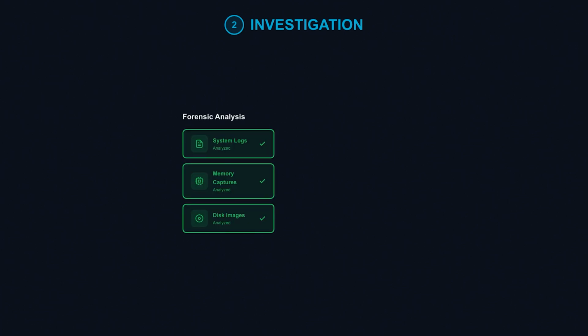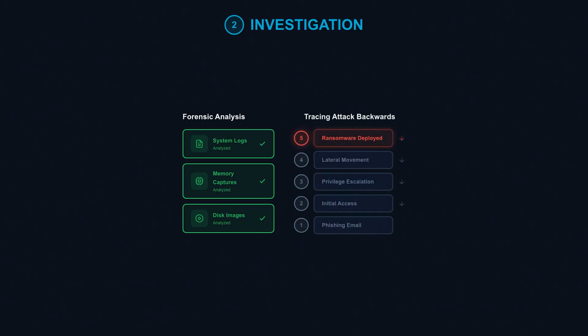Second, investigation. How did attackers get in? How long were they inside? What did they access? Forensic analysts examine logs, memory captures, and system artifacts. They trace the attack backwards from the ransomware to the phishing email. They identify every system the attackers touched. This determines the scope of the breach.